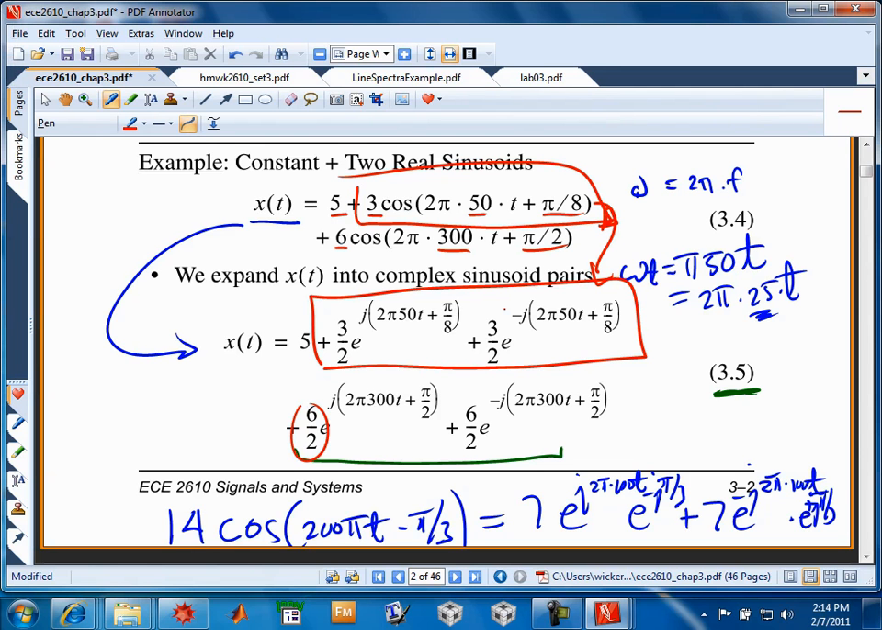But once you've done it a few times, it's not a particularly difficult exercise to just do it by inspection. So we have a 3 halves at plus 50, we have a 3 halves at minus 50, and then we have a pi over 8 at plus 50, and then because of the minus sign sitting out here, we have a minus pi over 8 on the phase plot at minus 50.